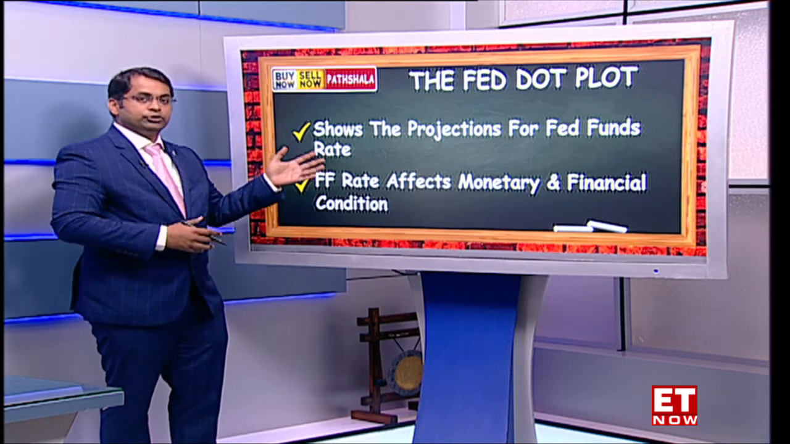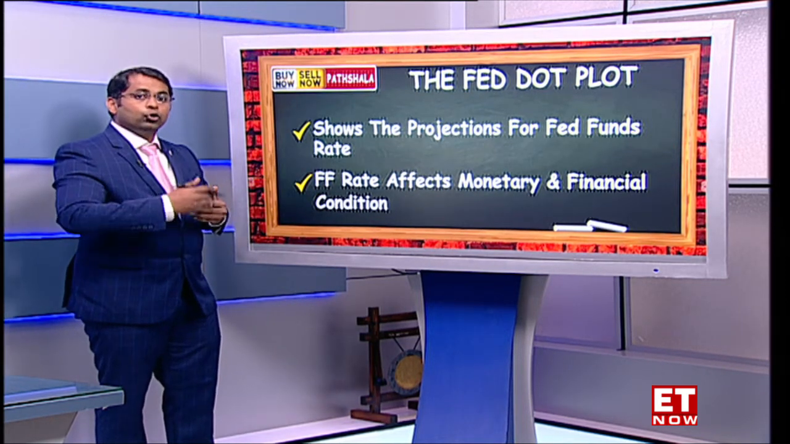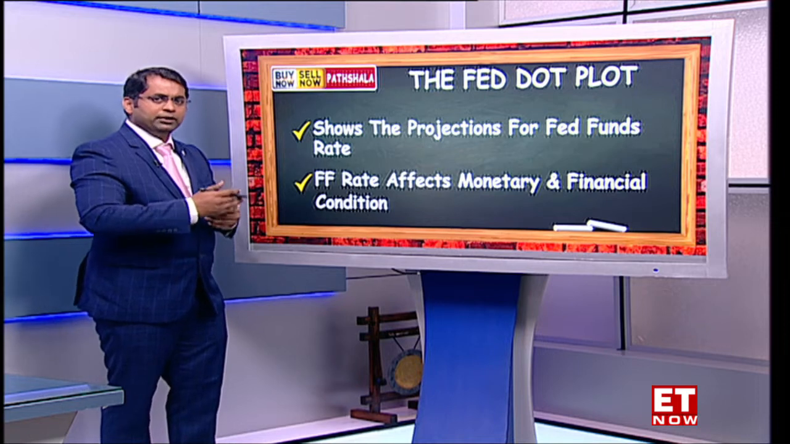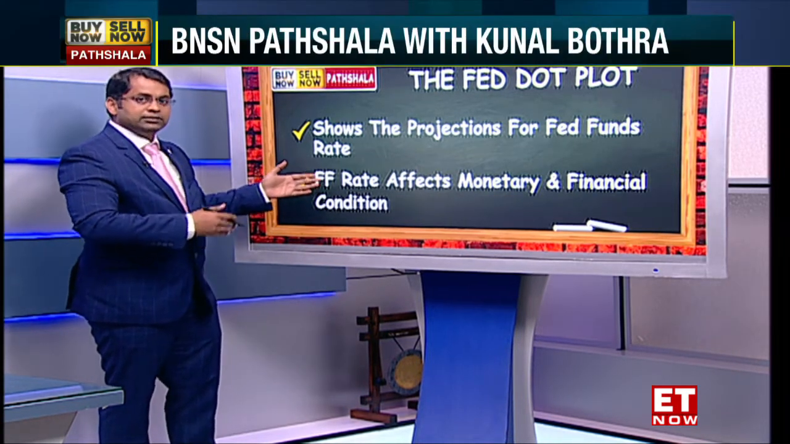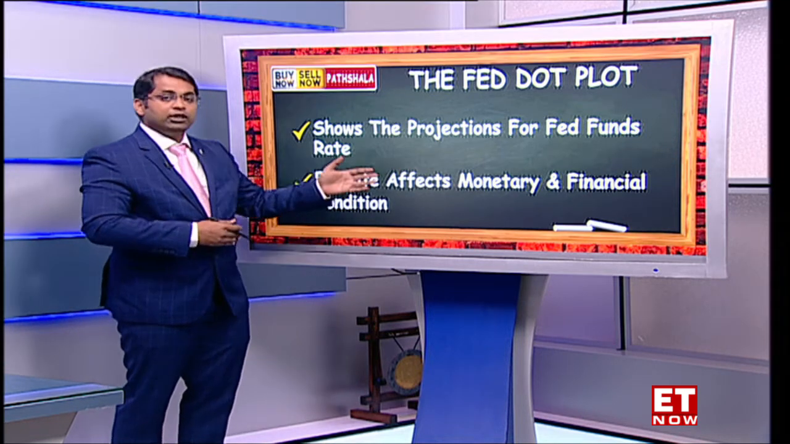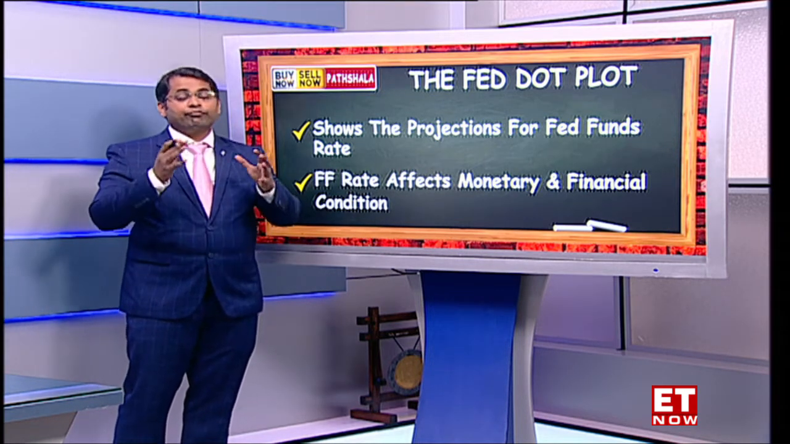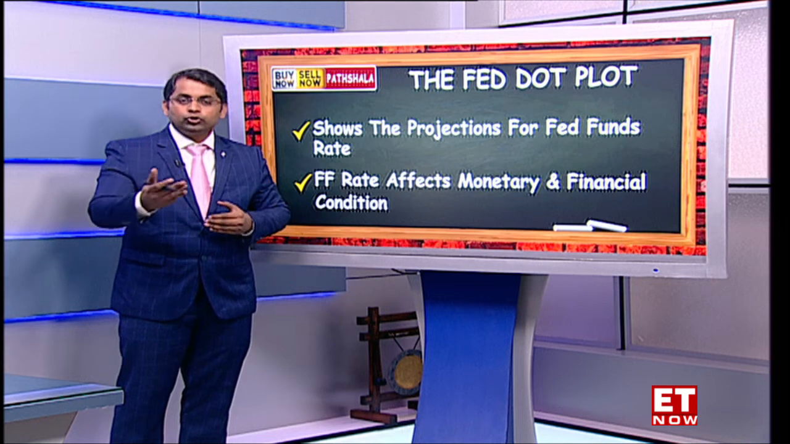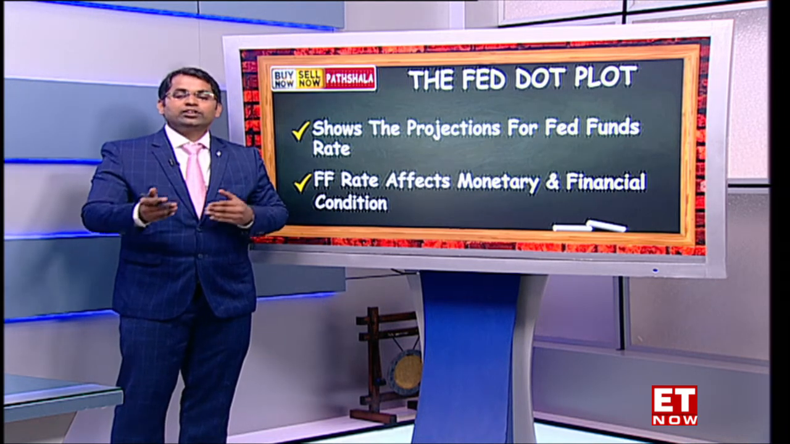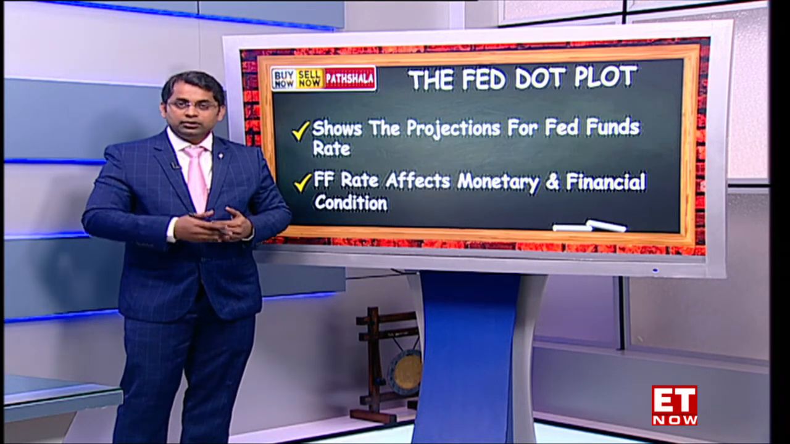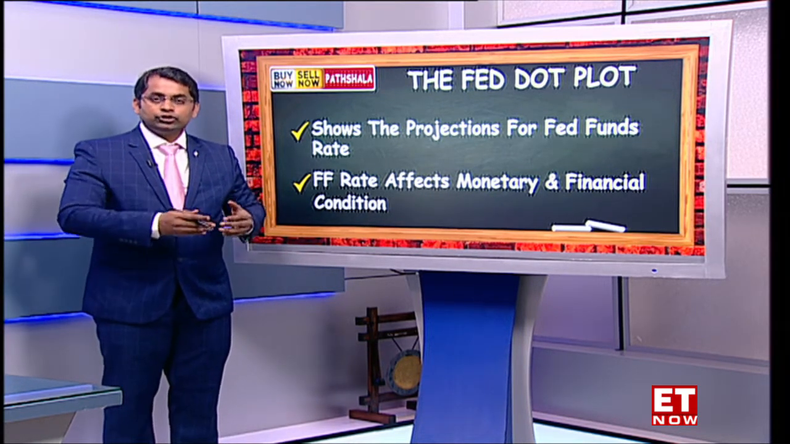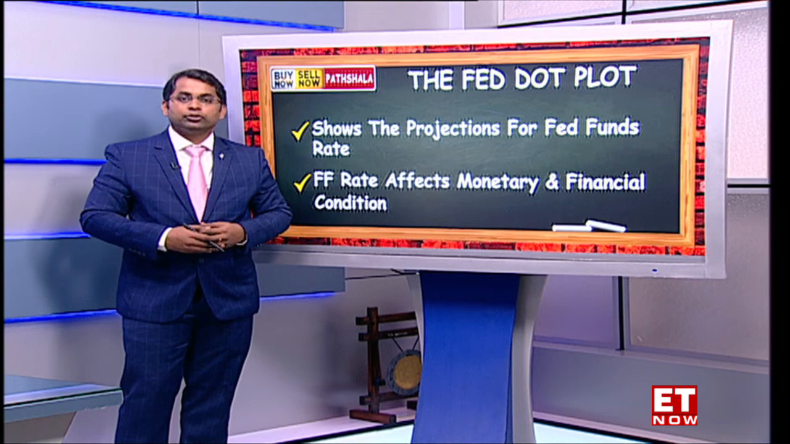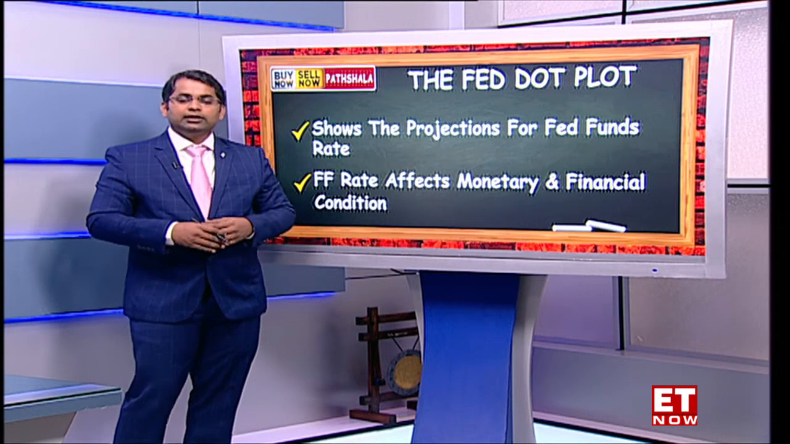It actually shows the projections for the Fed funds rate going forward, on a basis of every year, 2022, 23, etc. The FF rate, that's the Fed funds rate, actually affects the monetary and the financial conditions. So it's a very, very important rate. We of course know that with the rate hikes which have happened over this calendar year, in fact, it's impacted most of the financial markets, not just the US markets, but it's sent ripples across the globe. So what exactly is the Fed dot plot?